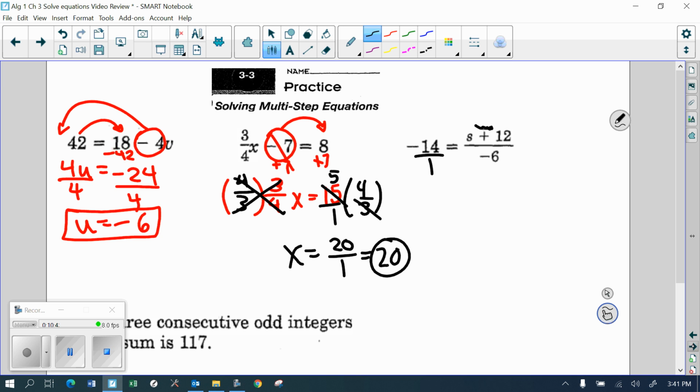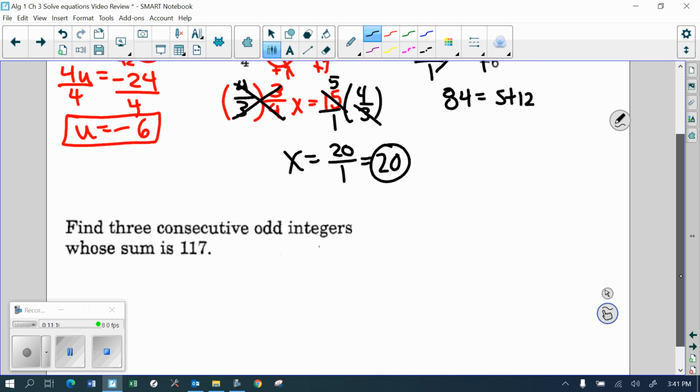So I cross multiply, negative is negative is a positive, and I get 84 equals S plus 12. Now, the one thing that you want to remember is when I have two or more terms in either the numerator or denominator, I put parentheses around that. Wherever there's 2 or more terms, that means when I cross multiply, I make sure I distribute that through both terms. So don't forget to put parentheses there. In this case, it didn't matter because you're multiplying by 1, and anything times 1 is itself.